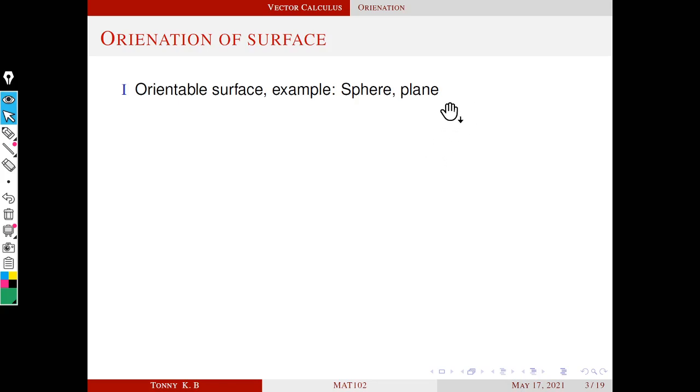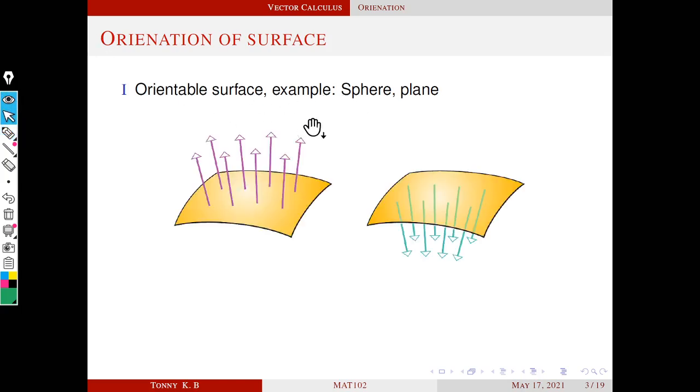Similarly, a plane has two orientations. One is upward orientation, the other is downward orientation. Clear? So these two are orientable surfaces. Okay, so in this figure, suppose this yellow one is our surface sigma. Then this sigma has two orientations, one is upward and the other is downward. So this is an orientable surface.